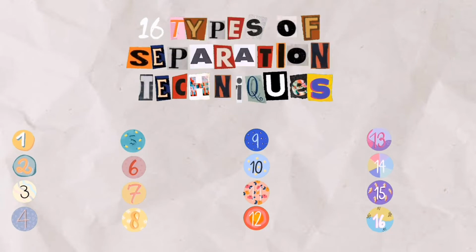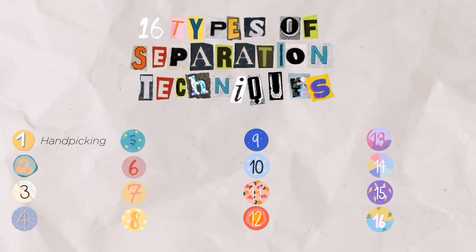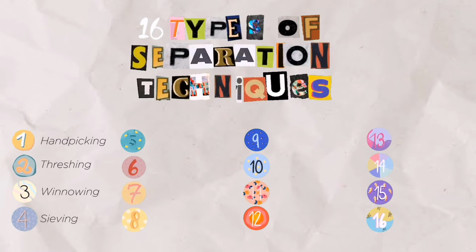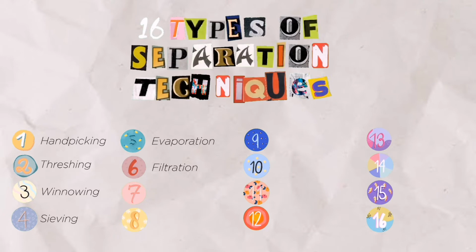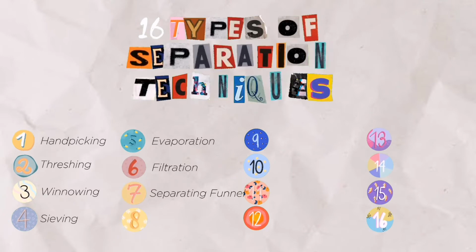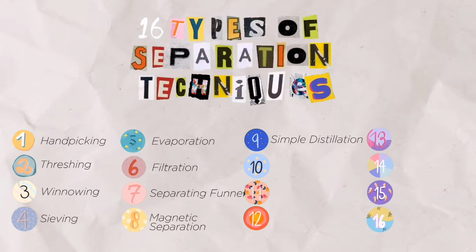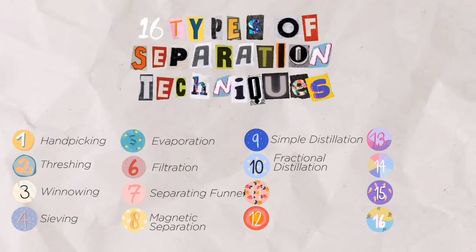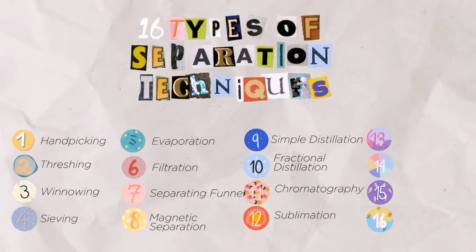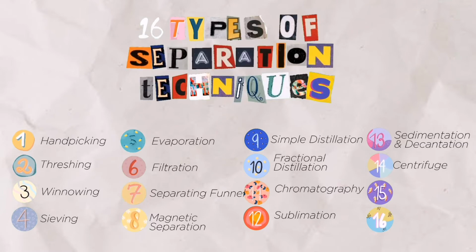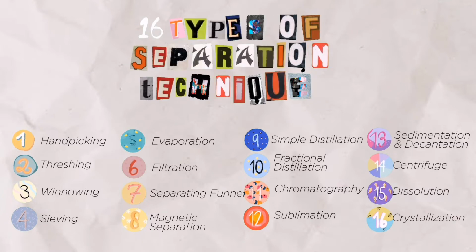There are 16 types of separation techniques, which are handpicking, threshing, winnowing, sieving, evaporation, filtration, separating funnel, magnetic separation, simple distillation, fractional distillation, chromatography, sublimation, sedimentation and decantation, centrifuge, dissolution, and crystallization. Now let us discuss them in detail.